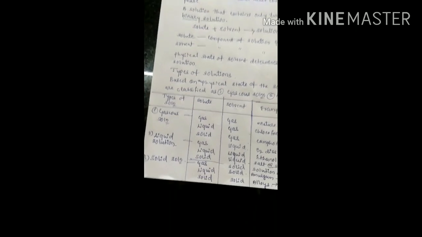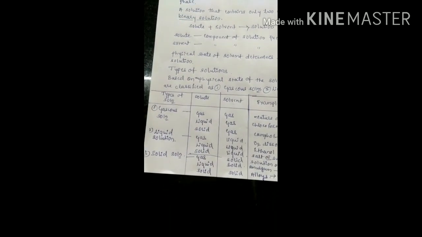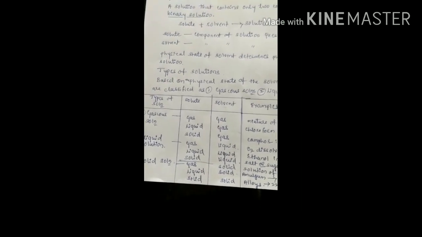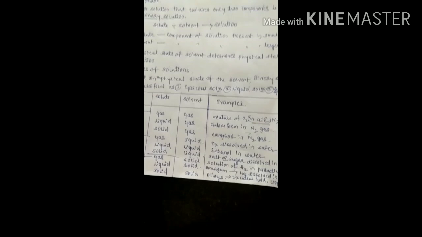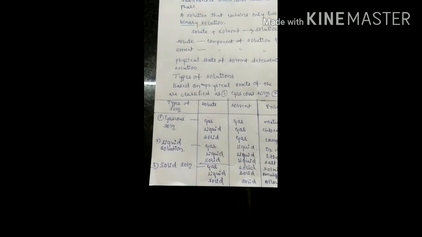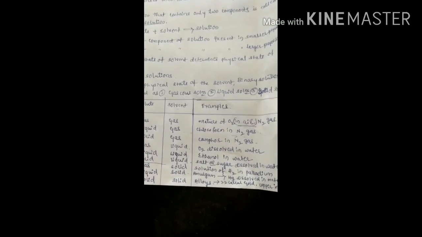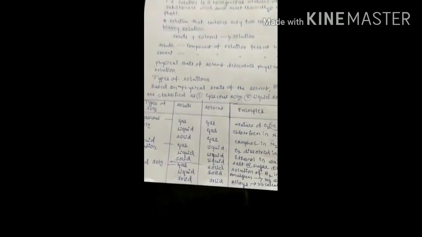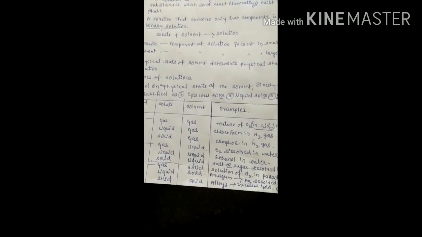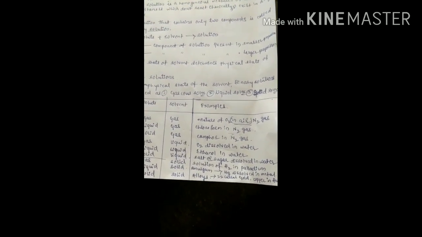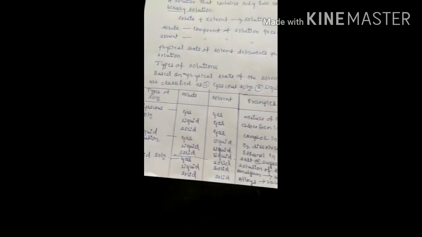The second type of solution is liquid solution. That means the solvent is liquid. Solute gas, solvent liquid. The example is oxygen gas dissolved in water. Solute is liquid, solvent is liquid. The example is ethanol dissolved in water. Solute is solid, solvent is liquid. The example is salt or sugar crystals dissolved in water.